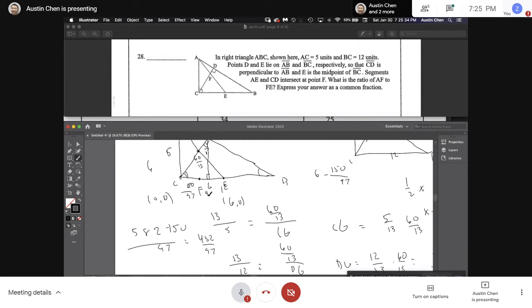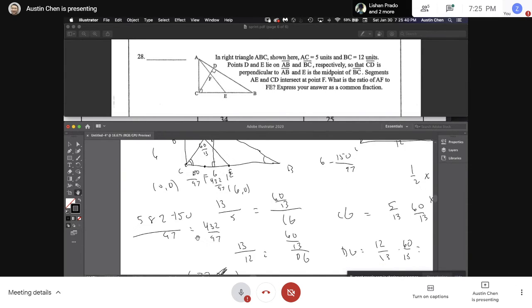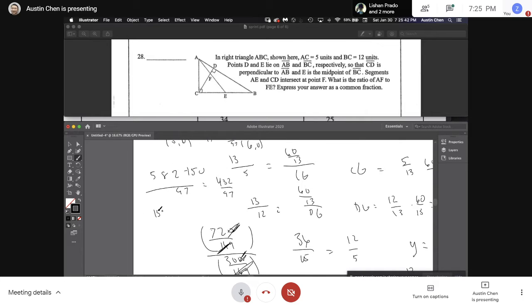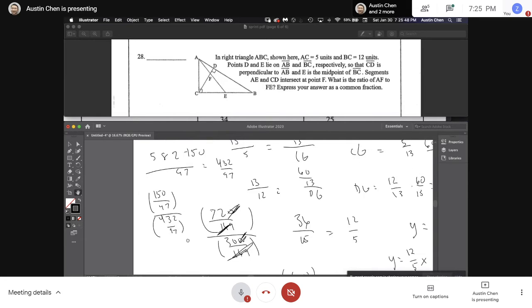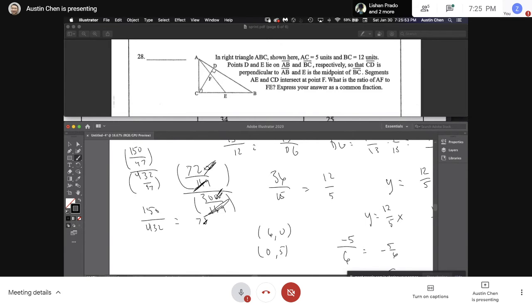So that is 432 over 97. Okay. So now we just do the ratio of this over that. So it's going to be 150 over 97 over 432 over 97, which is 150 over 432, which is 75 over 216.